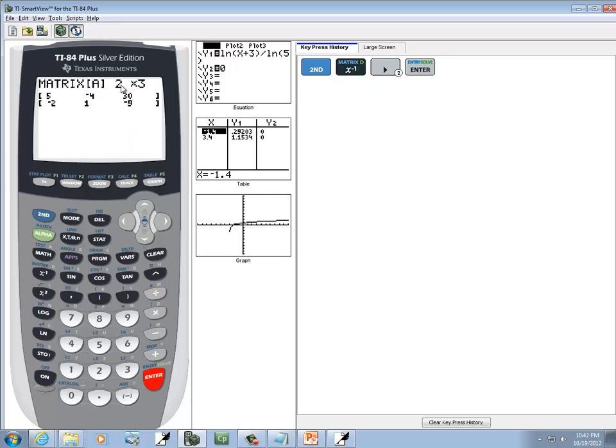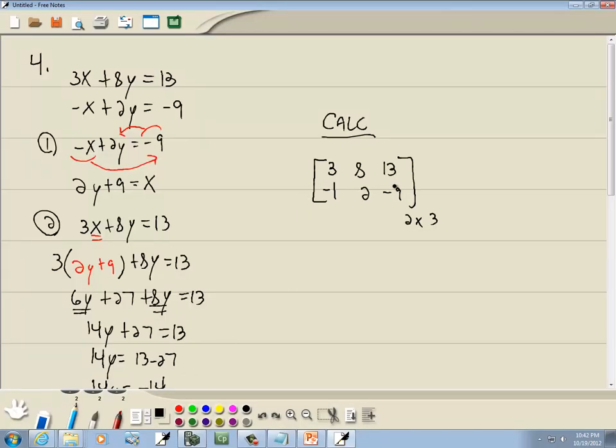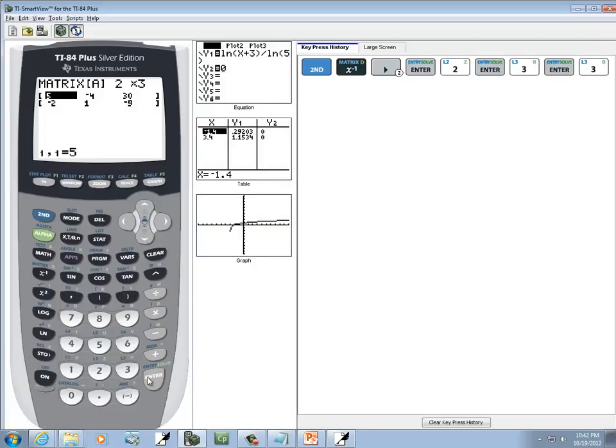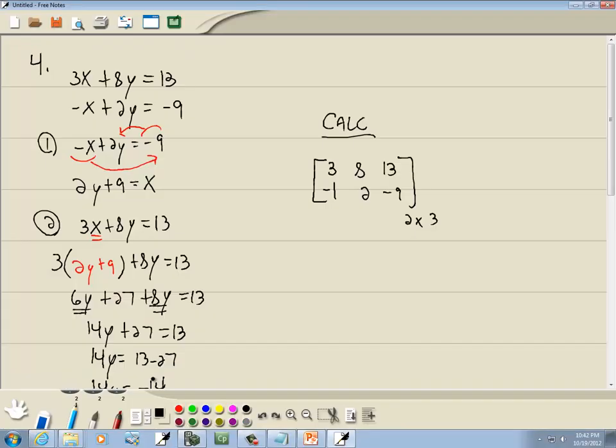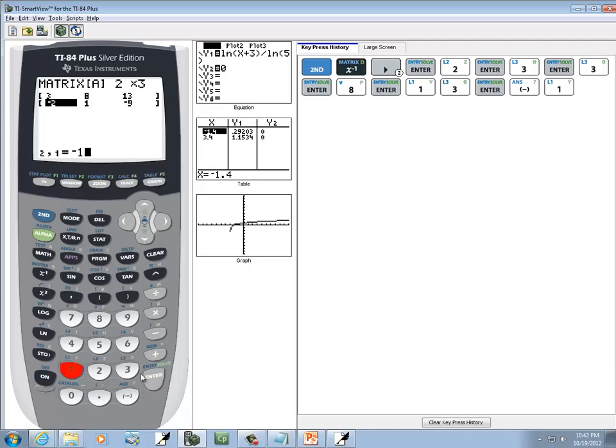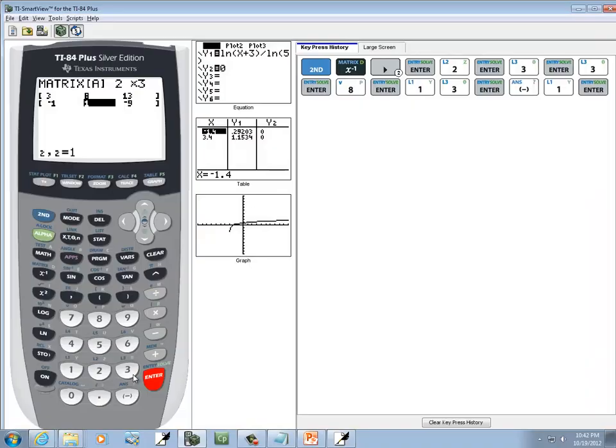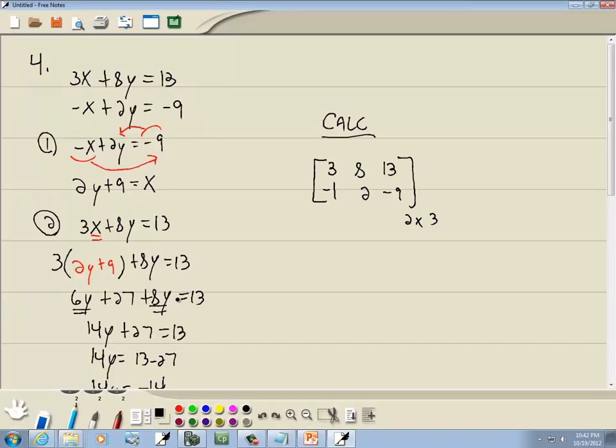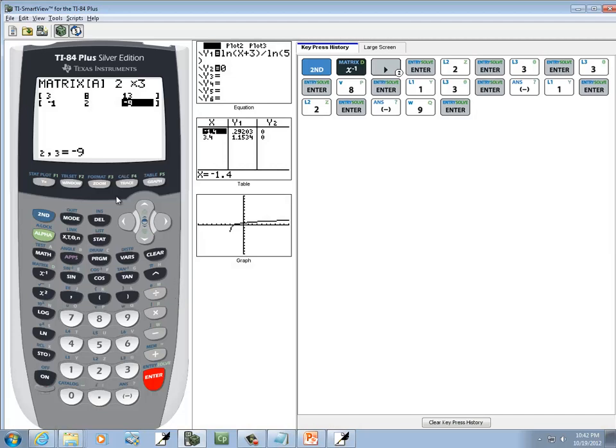It asks for a size of our matrix. So I'll do 2 for rows, enter. 3 for columns, enter. And we want to type these numbers in. So I got 3, enter, 8, enter, 13, enter, negative 1, enter, 2, enter, and negative 9, enter. Double checking my numbers. Make sure you exit out before you do the next step.